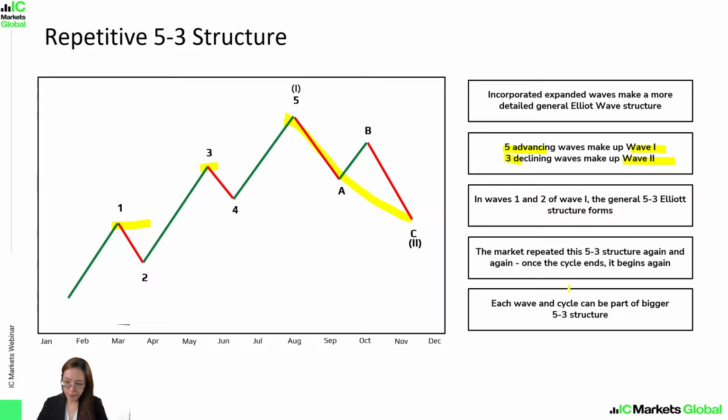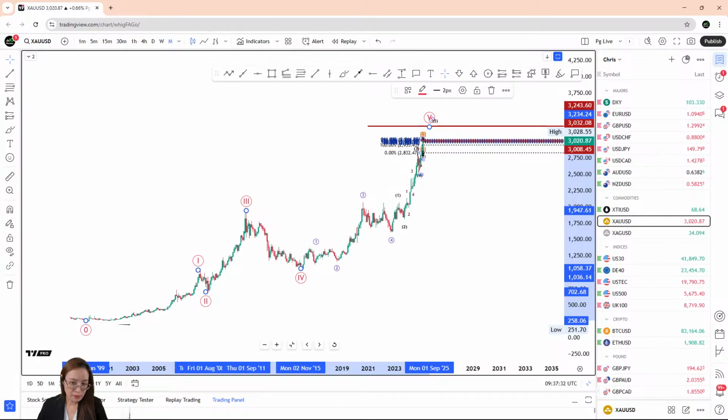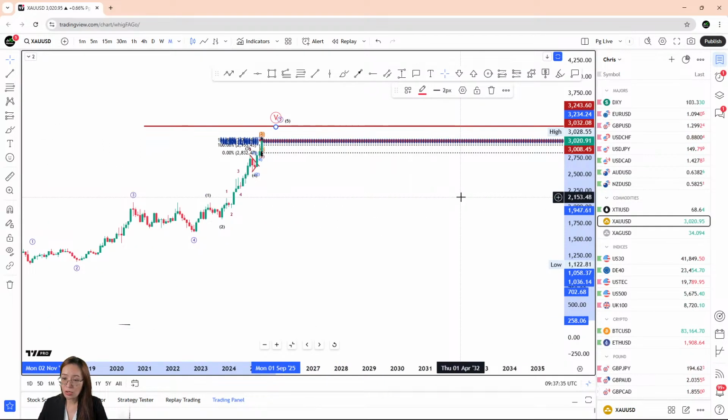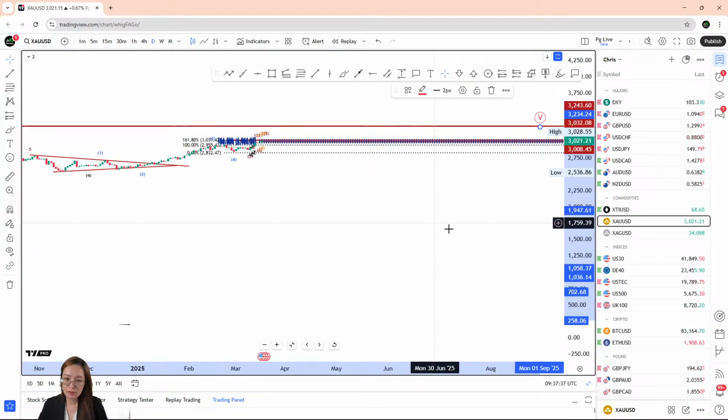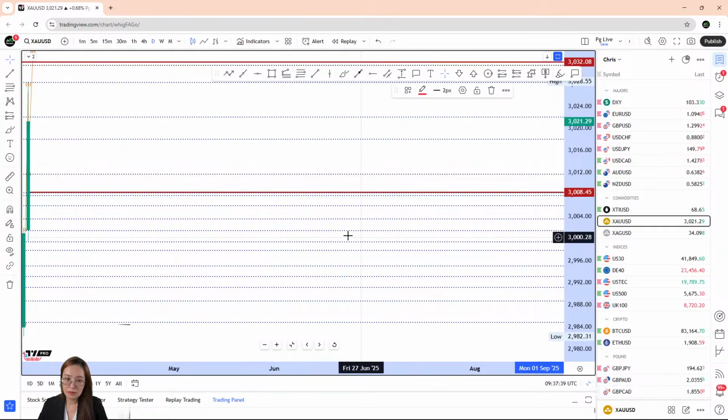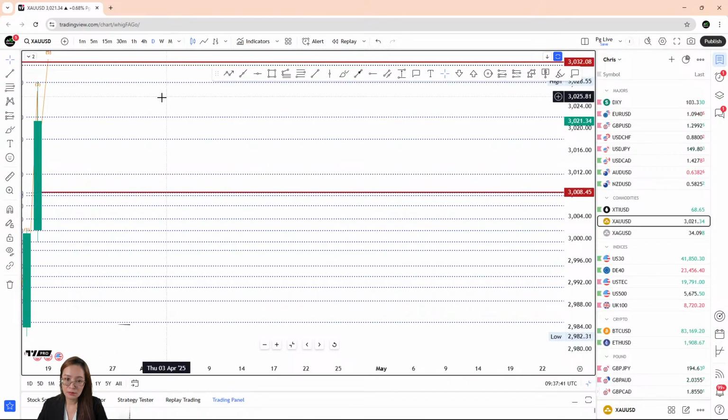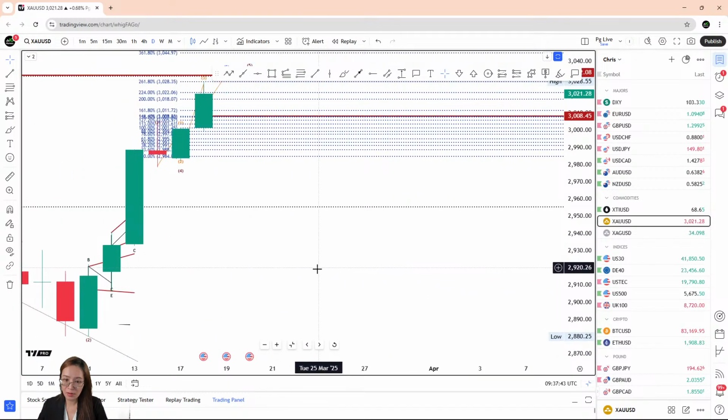Any questions? So basically here, anybody who shorted just now was short at this level, right? There's a pullback here. For example, that's going to be my wave 3.